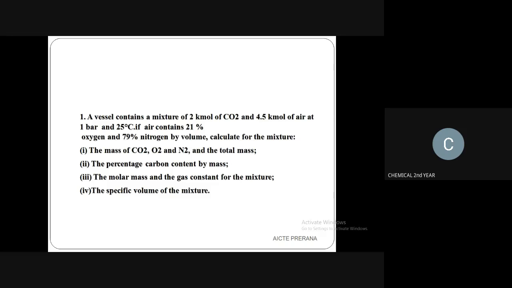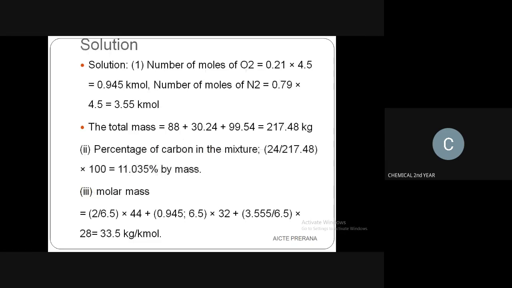These 4 types of questions are asked on the basis of a vessel which contains a mixture. That means you consider that there is a container, and that container has a mixture of carbon dioxide, oxygen, and nitrogen in the presence of air at a temperature of 25 degrees Celsius. Then we have to calculate the mass of all of these. The first question is to find the mass. For that, we are going to see the solution.